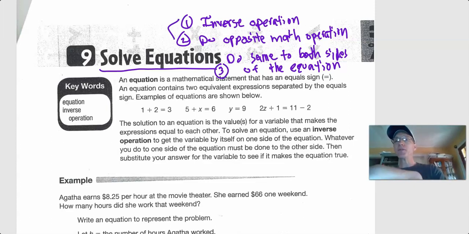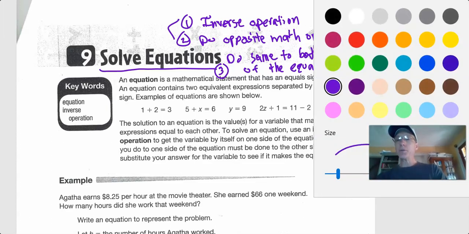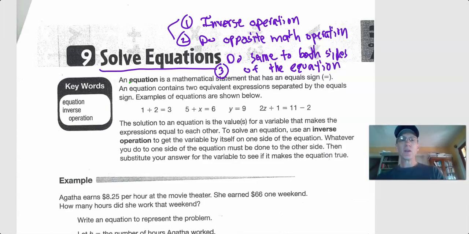Okay, and then if you look through here, you'll see it says the same thing. It tells you the definition of an equation. An equation just has an equal sign. And then in order to solve, down here it says use the inverse. Okay, and then the goal is to get the variable by itself. So you're trying to get the variable by itself, and that way you solve for whatever the variable is.